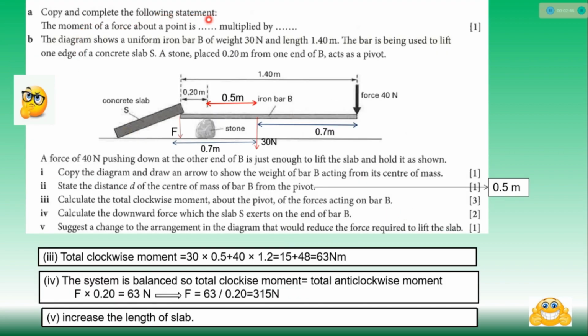Copy and complete the following statement. The moment of a force about a point is force multiplied by the perpendicular distance of the force from the pivot.